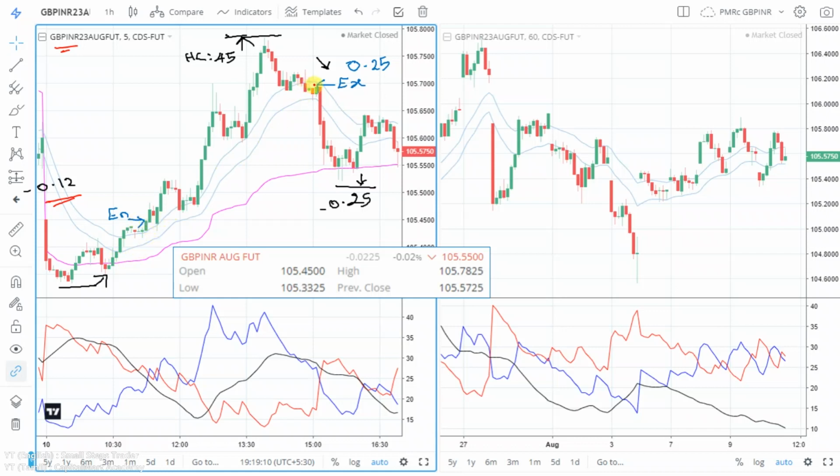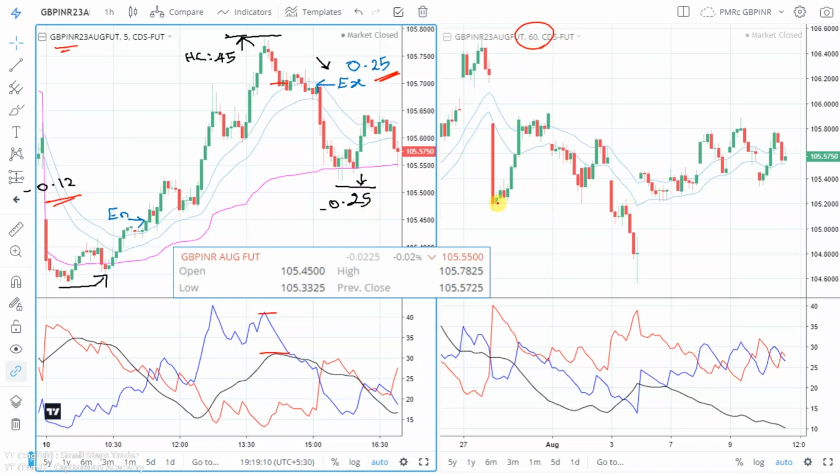The exit, similar to euro, came here because the price again moved within the channel. But according to the ADX and the DMI, this would be the exit point. The second exit point is here. Almost both are the same. Those who took the entry here will get around 25 paise, similar to euro, which is 250 rupees per lot. From the peak, it again came down 25 paise on the downside. At the end, it closed at 105.57.